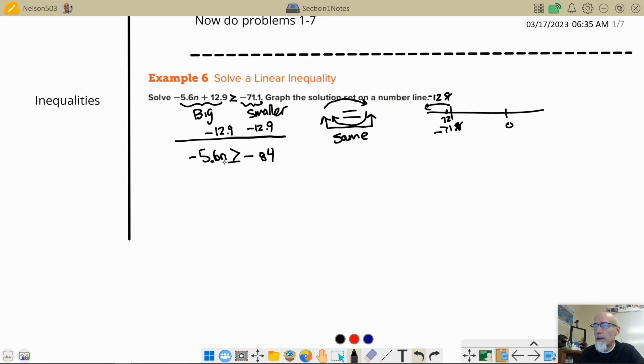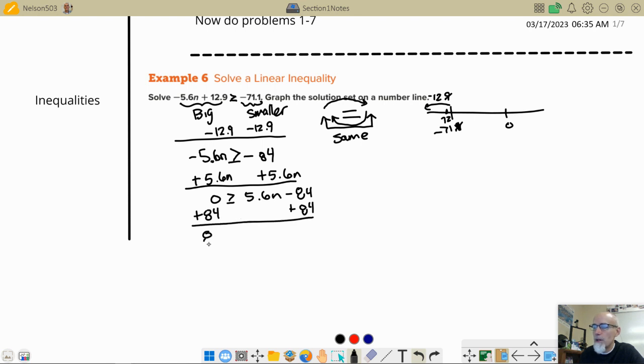Let's say I wanted to avoid this negative. So let's say I don't want to divide or multiply by a negative. I could add 5.6n to this side, add 5.6n to this side, and now I've got 0 greater than or equal to 5.6n minus 84. And then I could add 84. This is the long way of doing it. I don't want people to really do it this way, but I just wanted to show it to you.